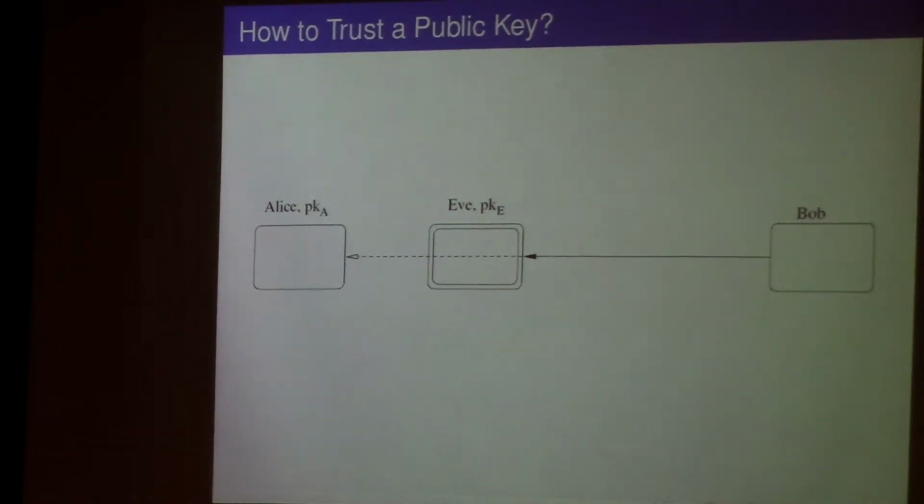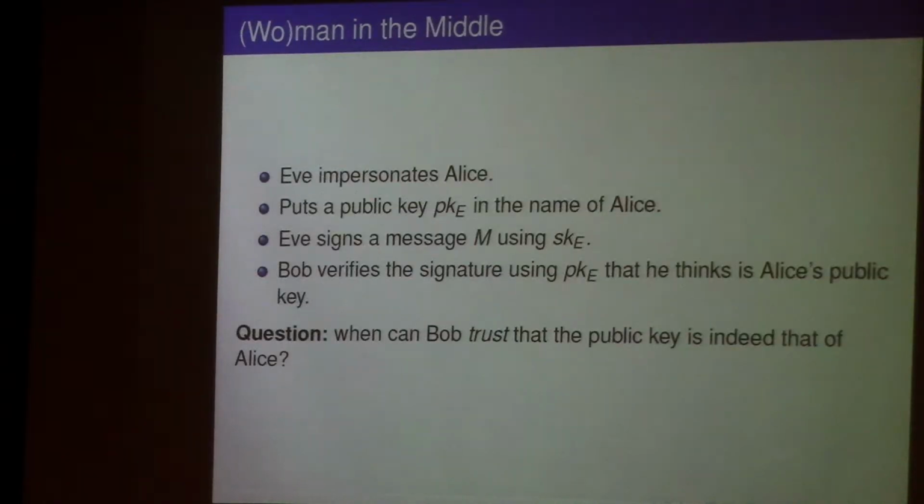So Bob gets this PKE, thinks this is the public key of Alice, and verifies. Then Bob gets a message signature pair, which verifies and shows him that Alice has sent it. So unless he can trust that the public key he is using actually belongs to Alice, the whole system fails. So this is one of the fundamental problems of public key cryptography. This is the man in the middle or woman in the middle, whatever you prefer. Eve impersonates Alice. So it's just an impersonation attack.